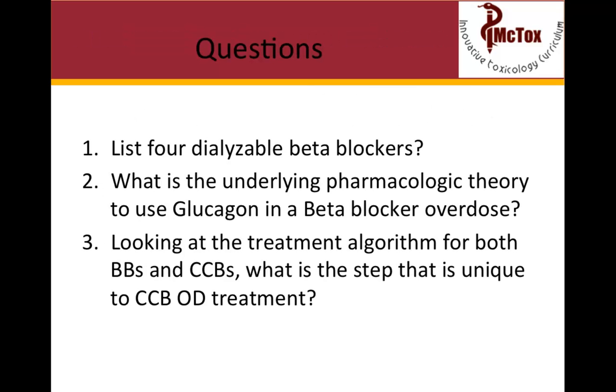Finally, we're at the end of our module, and there's 3 questions to be completed for the take-up session. Question 1. List 4 dialyzable beta blockers. Question 2. What's the underlying pharmacologic theory to use glucagon in a beta blocker overdose? And 3. Looking at the treatment algorithms for both beta blockers and calcium channel blockers, what's the step that's unique to treating a calcium channel blocker overdose?